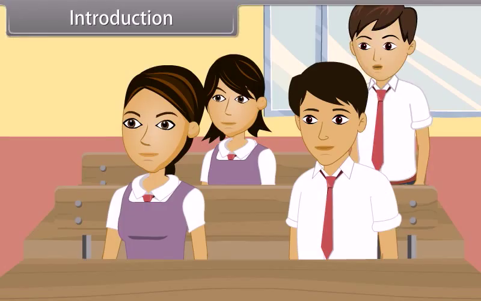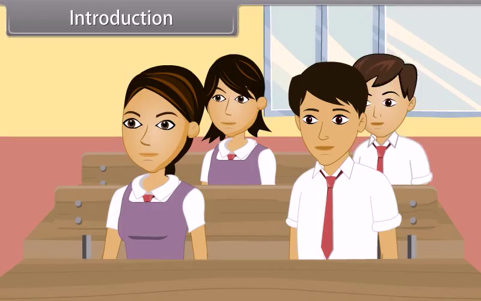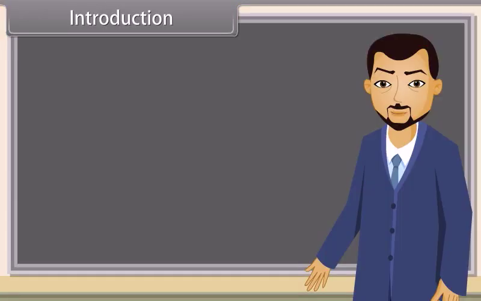Sir, and what we get from the sunlight? Good question, Raman. We get vitamin D from the sunlight. It encourages the absorption and metabolism of calcium and phosphorus in our body.